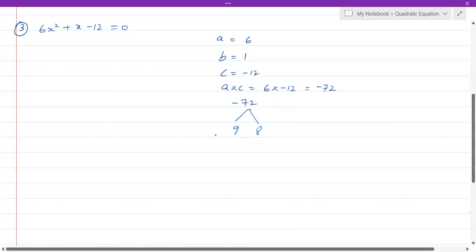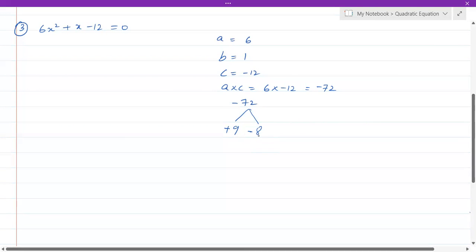Since b is positive 1, then it should be plus 9 minus 8. If you reverse the sign, that is, if you take minus 9 plus 8, it becomes minus 1, right? But b should be positive 1. Therefore, the correct thing is plus 9 minus 8. And remember, you're subtracting, that is why both will have different signs.